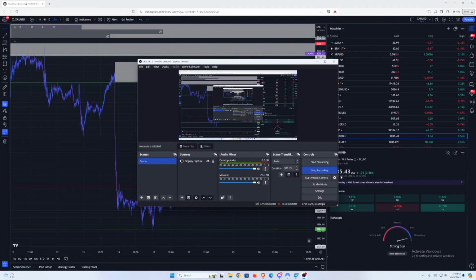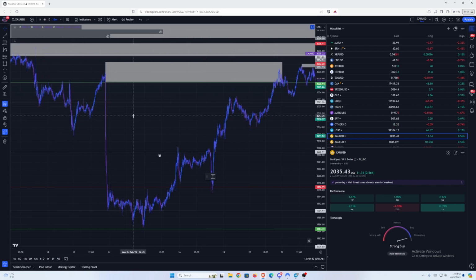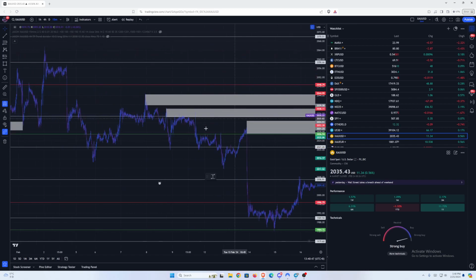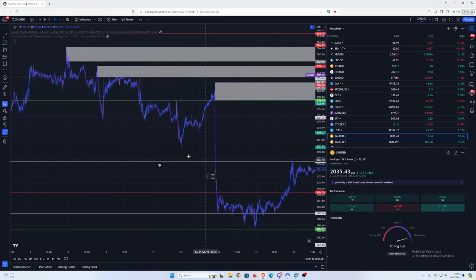Alright guys, today we are going to do another smart money concept analysis. So let's get into it. Today I want to talk about drawdown. What's a drawdown and risk reward ratio that's preferred for this strategy?